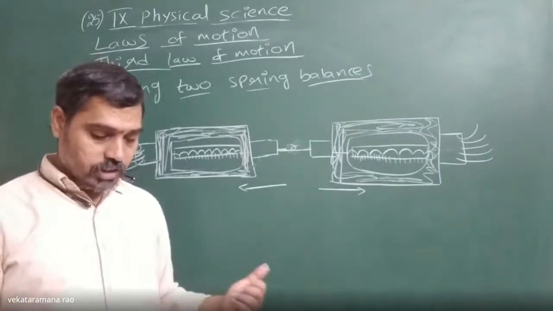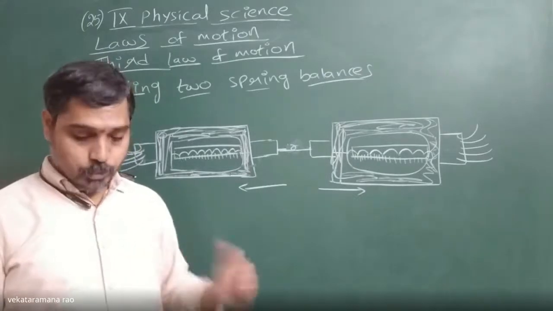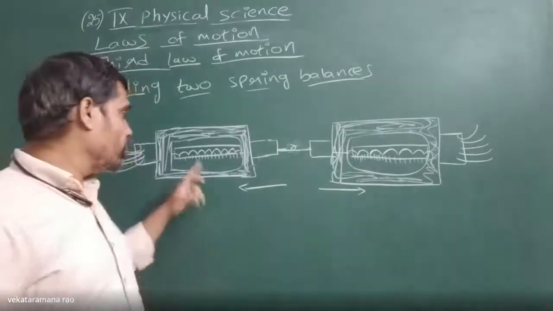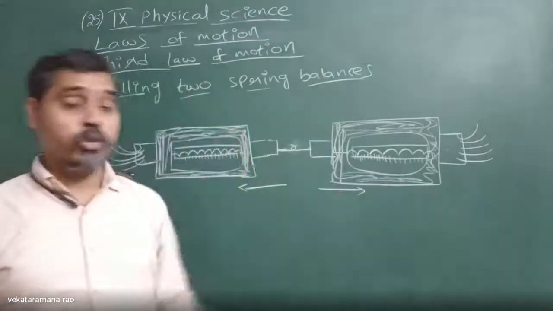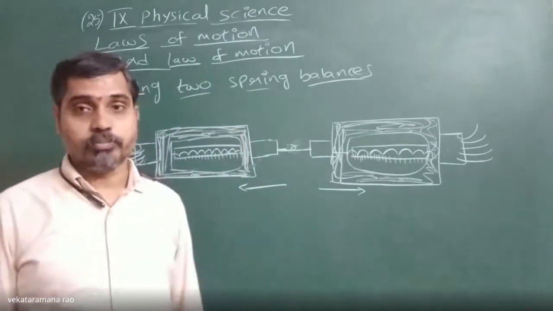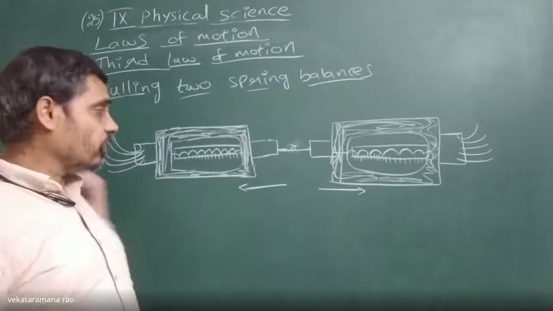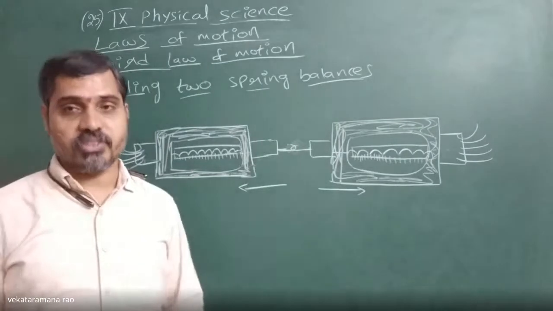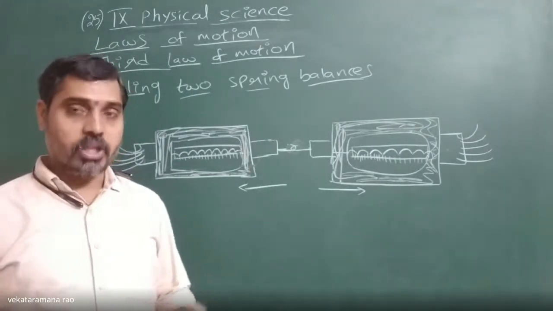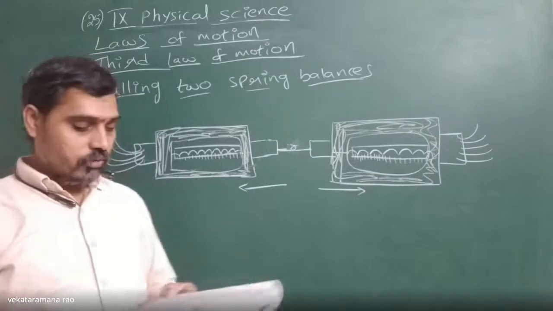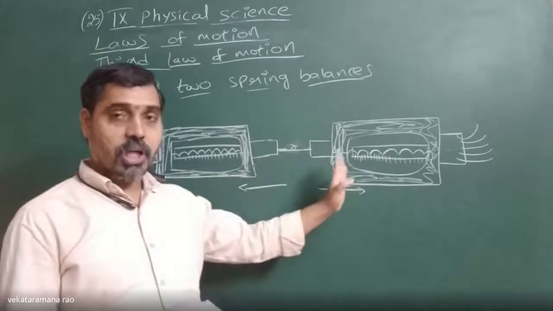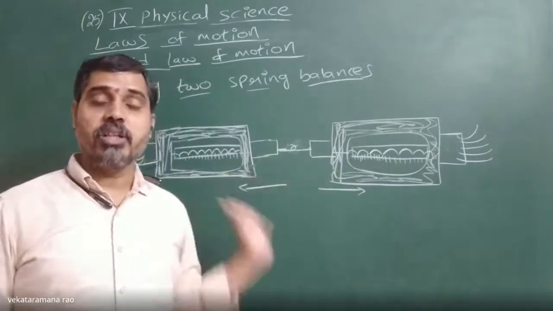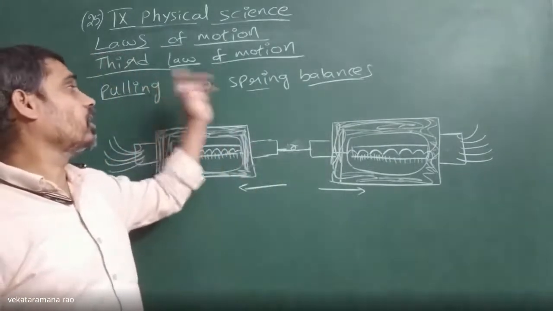Are we able to make the spring balances show different readings by pulling them simultaneously in opposite directions? No. Only if you pull one with a huge force and the other with a small force can we show different readings. So according to the third law of motion, when one object exerts a force on another object, the other also exerts the same force in magnitude but in the opposite direction, which we call Newton's third law of motion.